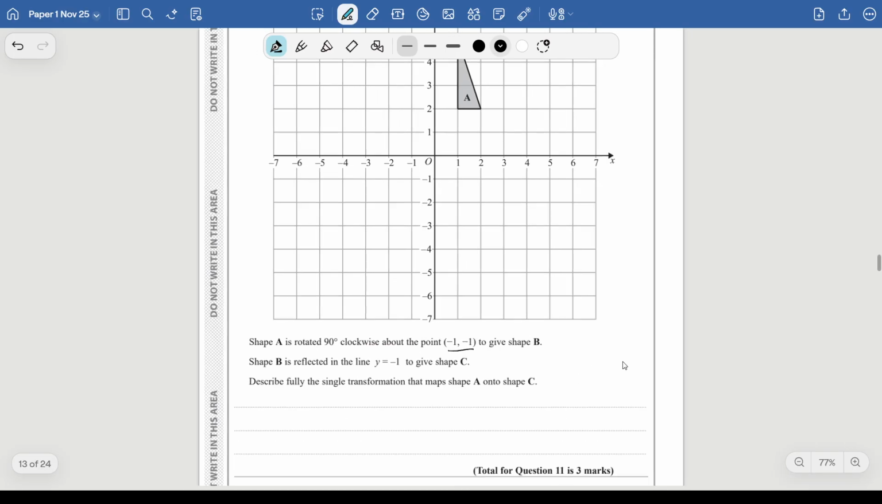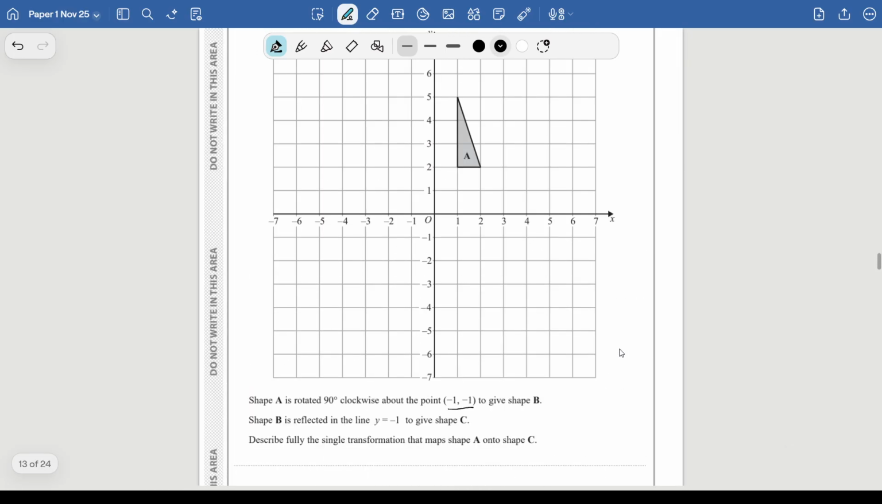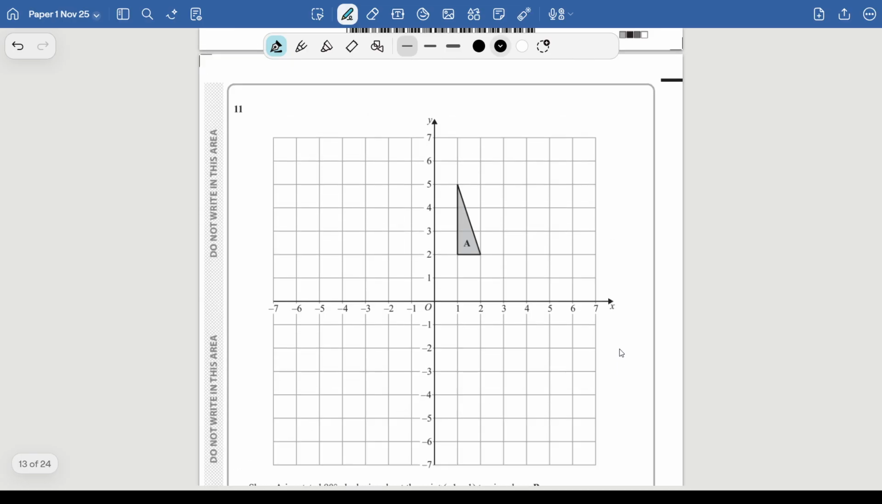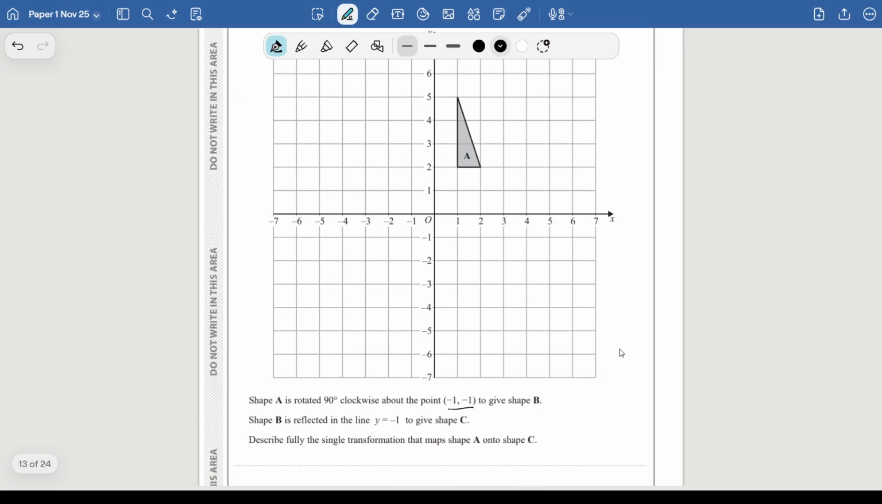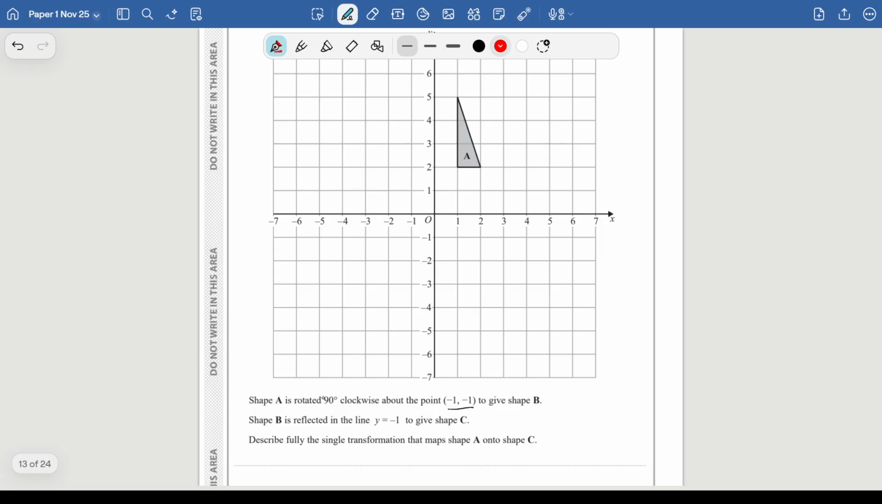So to describe this, first we need to rotate the shape. You can use tracing paper to rotate the shape, but I'm going to show you how we can do it without using tracing paper. The task is, first, to rotate shape A 90 degrees clockwise about the point (-1, 0). So the point is here. That's the center of rotation to get shape B.